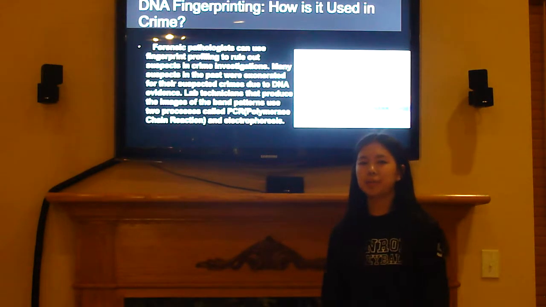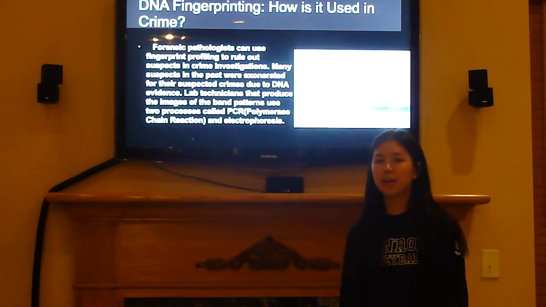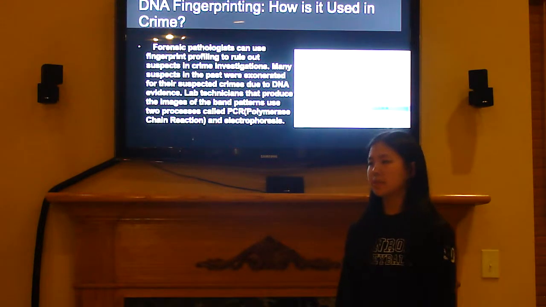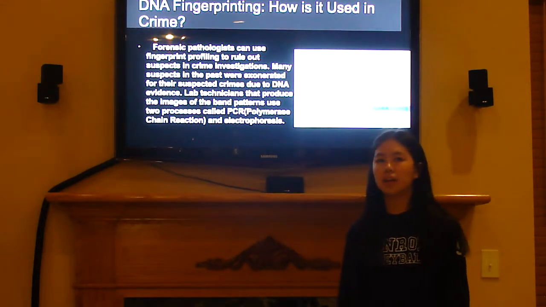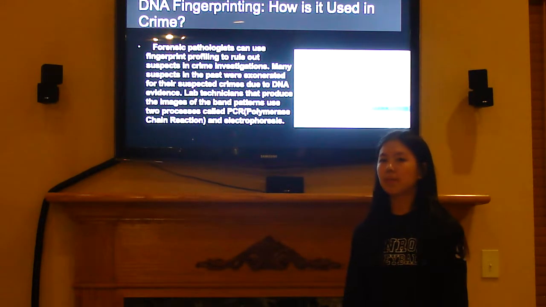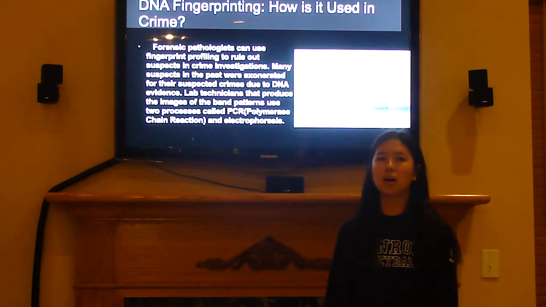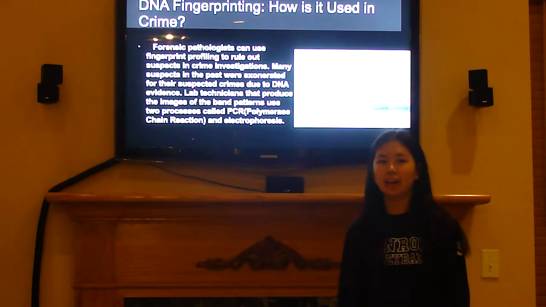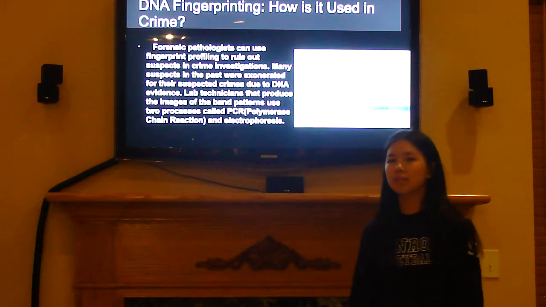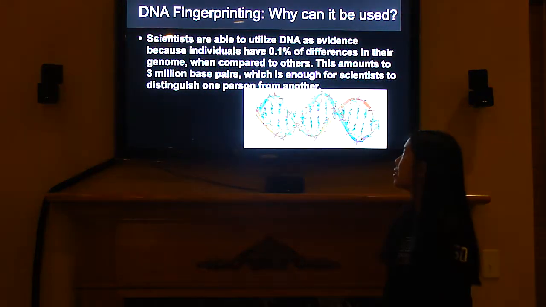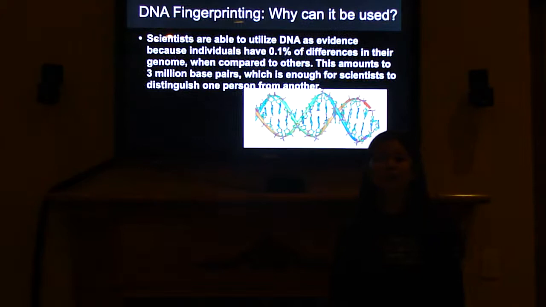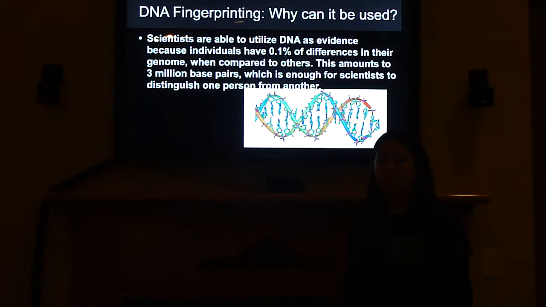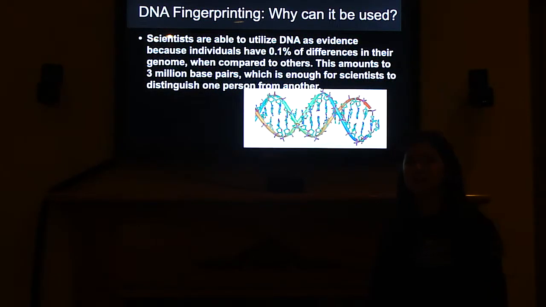Forensic pathologists are able to use biotechnology to rule out suspects. This is because, like what Vivek said, 0.01% of DNA of individuals is different. This amounts to 3 million base pairs. The two processes forensic pathologists use to rule out suspects are PCR, which stands for polymerase chain reaction, and electrophoresis. Like I said before, the 0.01% of DNA amounts to 3 million base pairs, which is enough for scientists to use.